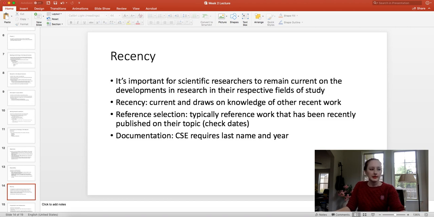And then, of course, documentation. We're going to talk about this. Well, we don't actually need to do CSE, but I want you to know about CSE. It's a type of documentation style. So you probably know MLA, maybe APA. CSE is the one that is used in the natural sciences, and it requires a last name and a year.